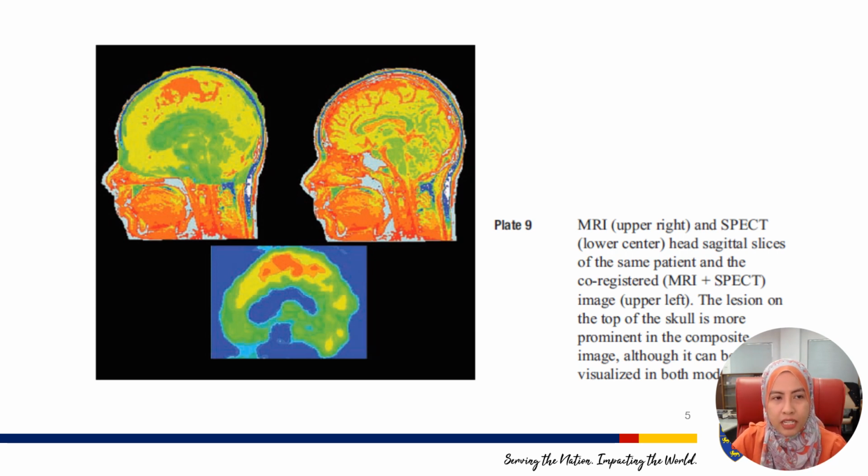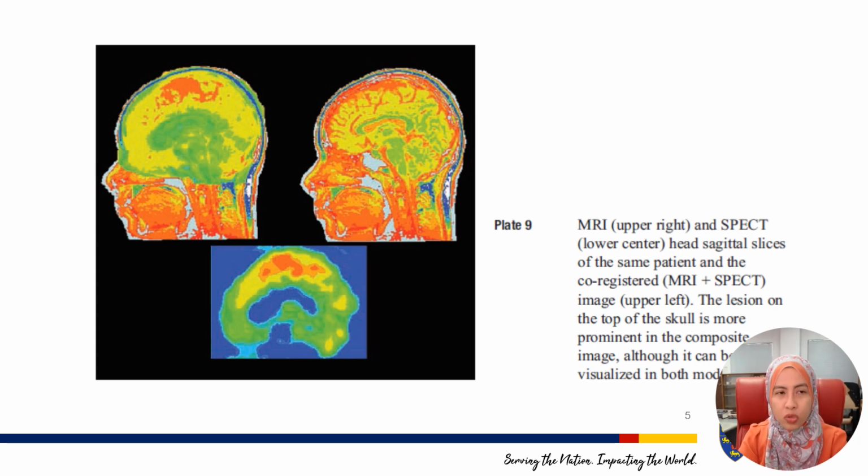The top part is an MRI image. The second part is a SPECT image. And the lower one is the image that has been registered. When I say the image has been registered, it means that we overlap these two images. That's the simplest way of explaining it.